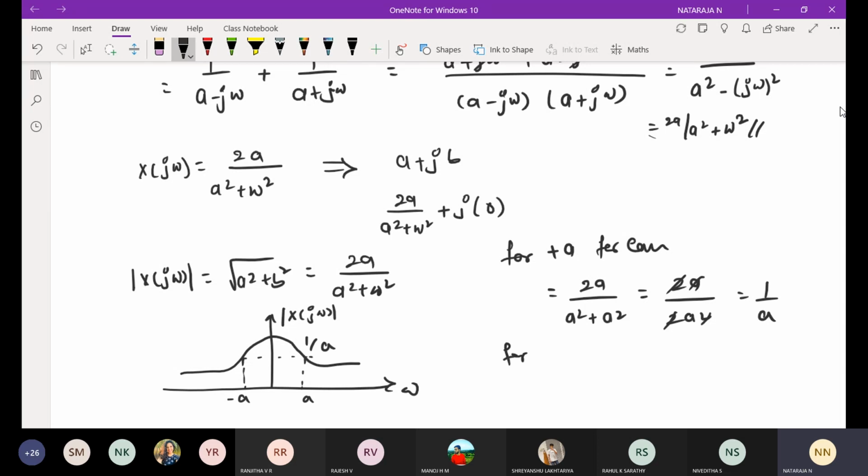Next, for minus a, replace omega in the above equation. If I substitute, 2a divided by a square plus minus a square. Omega is replaced by minus a. Minus into minus plus a square, you are going to get 2 by a. That is why I am going to represent this will be 1 by a and this will be 2 by a.